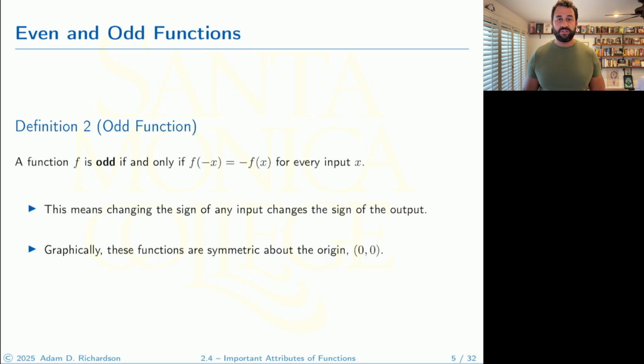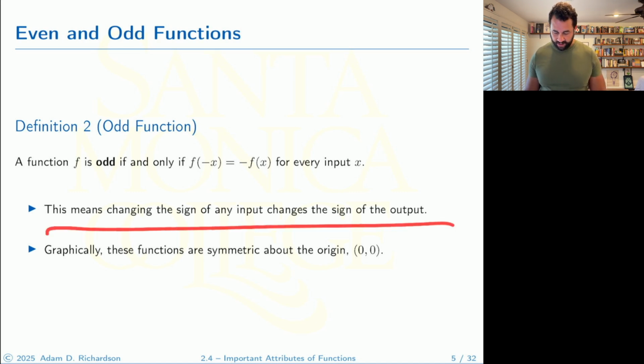Okay, now let's compare that to an odd function. So a function f is odd if and only if f of negative x equals negative f of x. So what this means is if you change the sign of the input, it changes the sign of the output, and that's for every single input x. Basically, if you take x and you make it negative instead, or you make it opposite instead, then you're going to get the opposite of that associated output value, right?